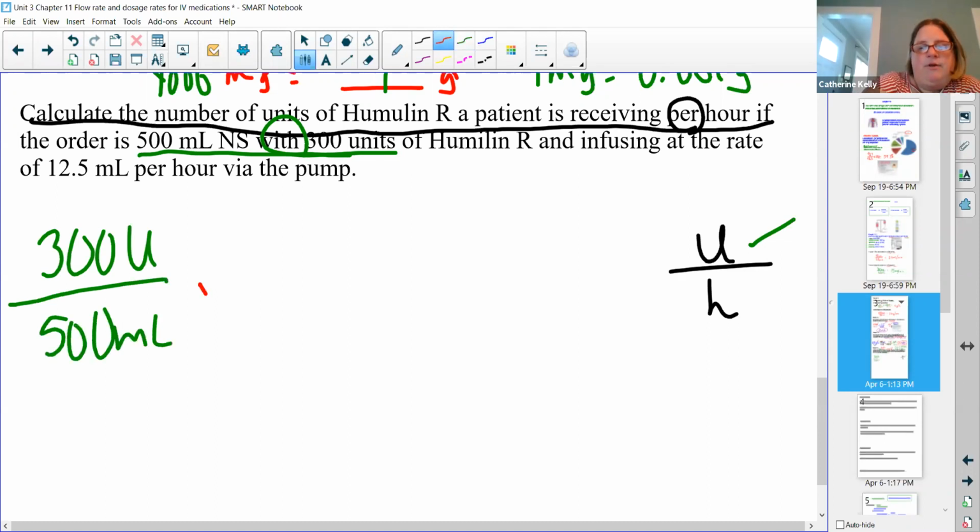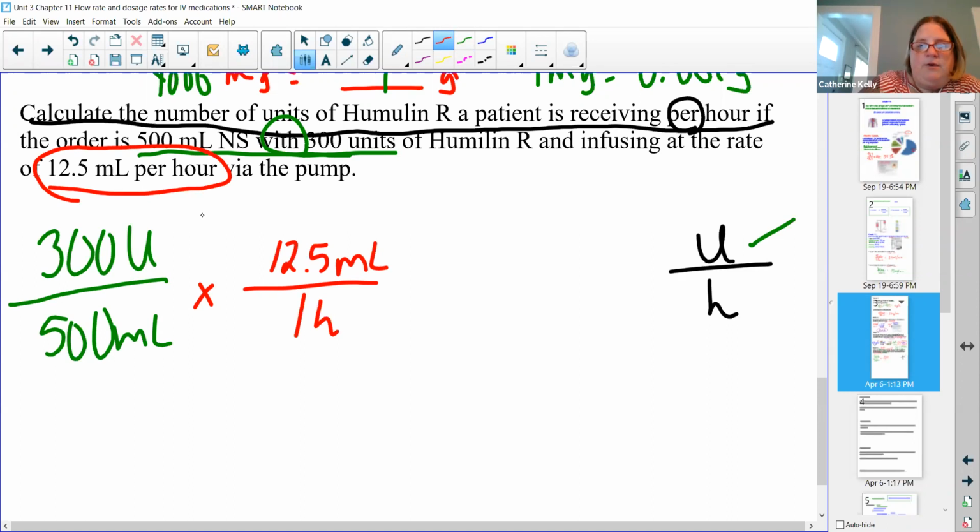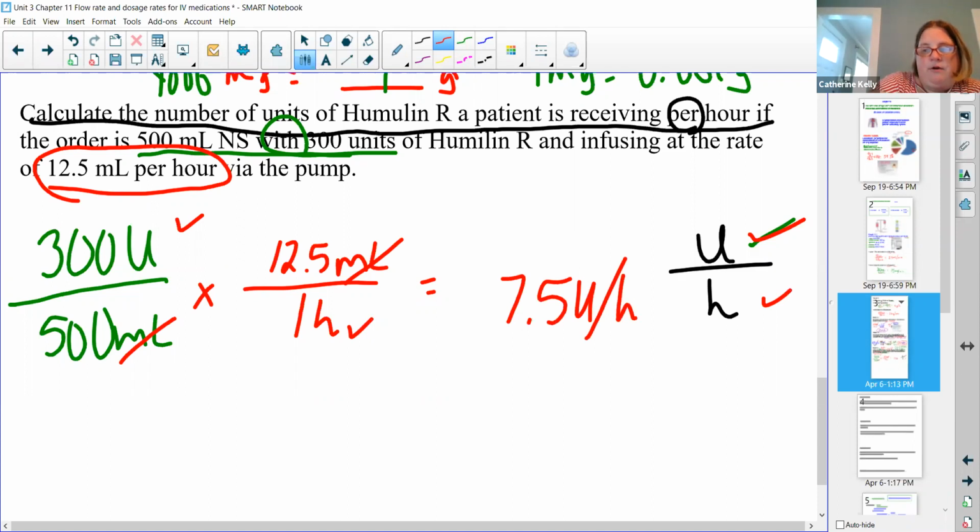And I have to get rid of milliliters because I need it to go for hours. And here it is, 12.5 milliliters per hour. And then my units match my units, and my hours match my hours. So I'll say 300 times 12.5, and that's 3750, and I would divide that by 500 and get 7.5 units per hour.